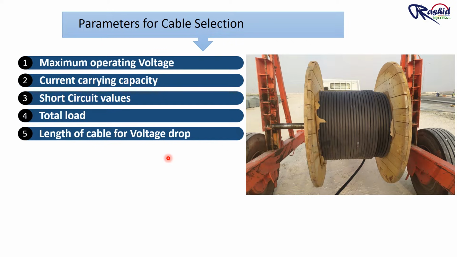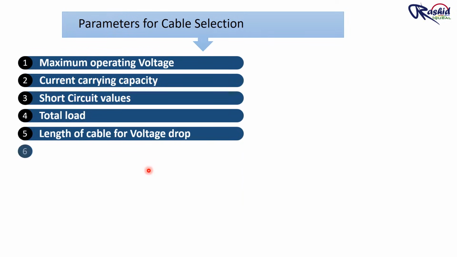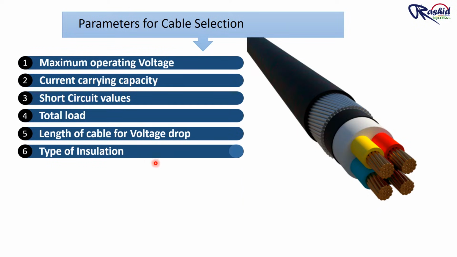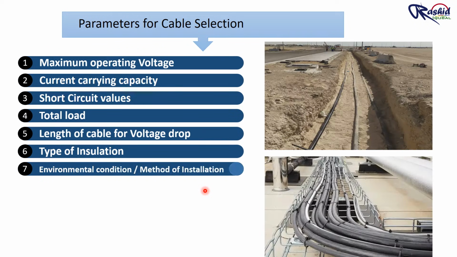The length of cable matters for cable selection because it can affect voltage drop. Choosing the right cable size for the length ensures devices receive the needed voltage and operate correctly. Sixth one, type of insulation. The outer covering of the cable needs to protect the wire and can be made from different materials like PVC, rubber or others. So we must know the type of insulation we are going to select. Seventh one, environmental condition.